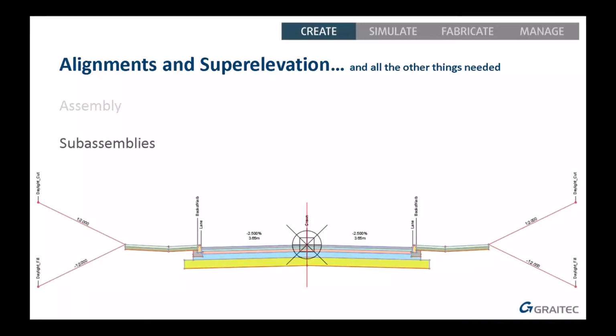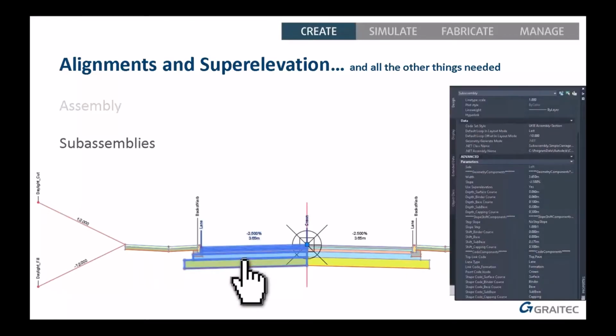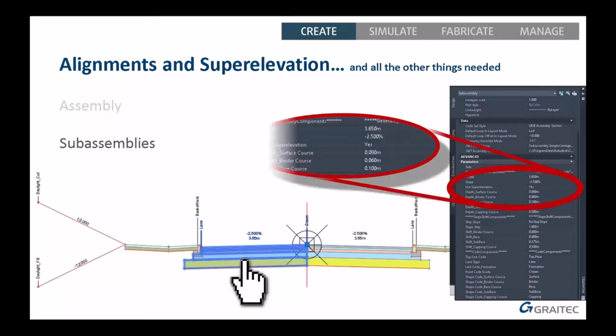Subassemblies next, and your carriageway subassembly must have super elevation switched on. When you add your subassembly in the properties, make sure that you've said yes to the super elevation area. Okay, I'll just expand that a little bit. You can set it at any time, after you've made your assembly, you can just go and select it and go to the properties and turn it on there.